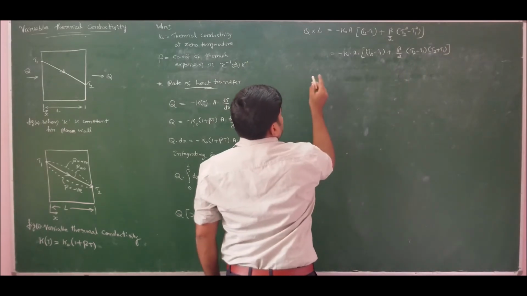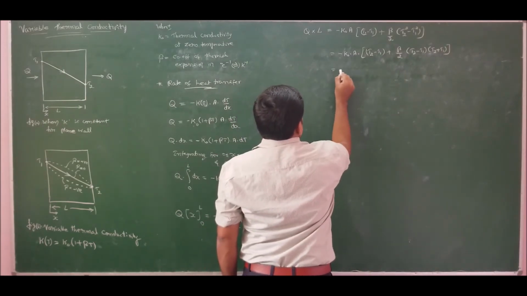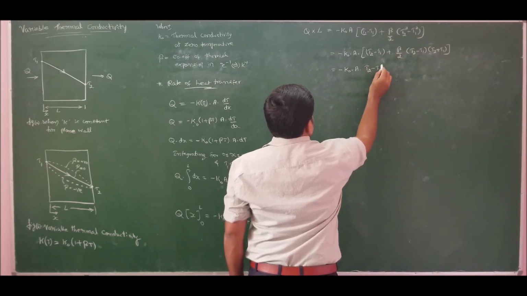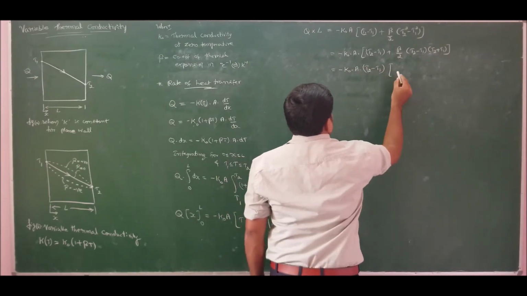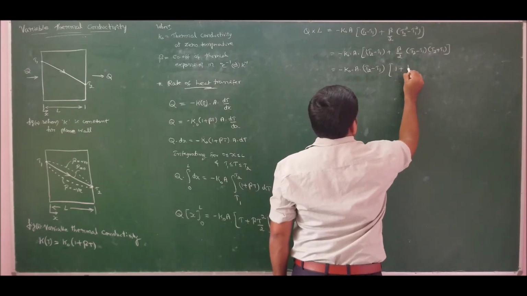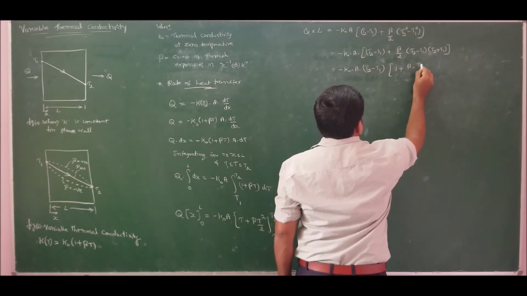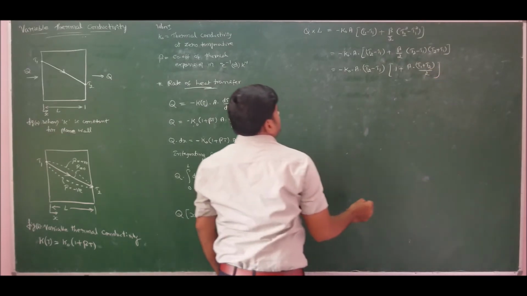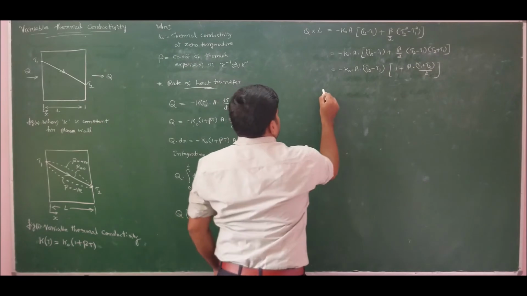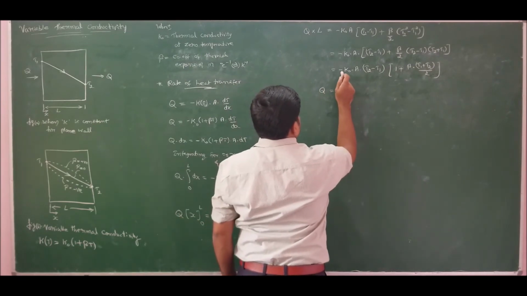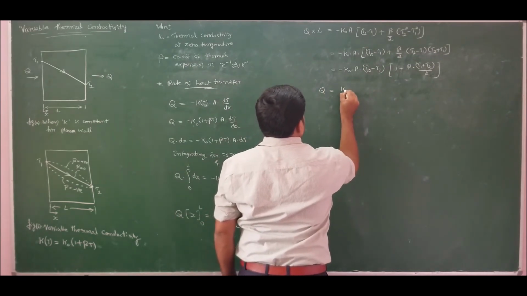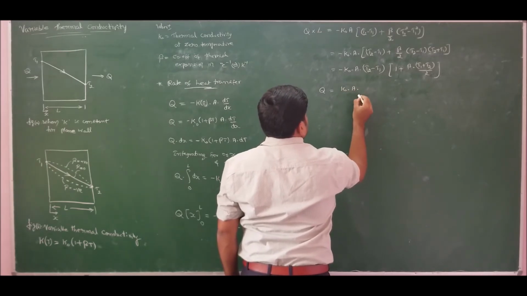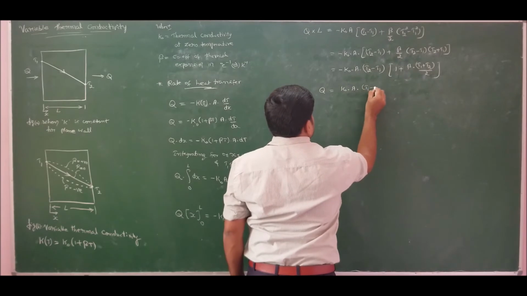Now throughout I can take T2 minus T1 common. This can be written as minus K naught into area, T2 minus T1 can be taken as common, and I am left with 1 plus beta times T1 plus T2 by 2. Now if I write, I will get Q is equal to, sending the minus sign inside, K naught into area into T1 minus T2.